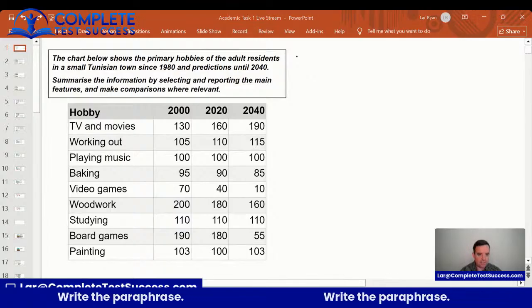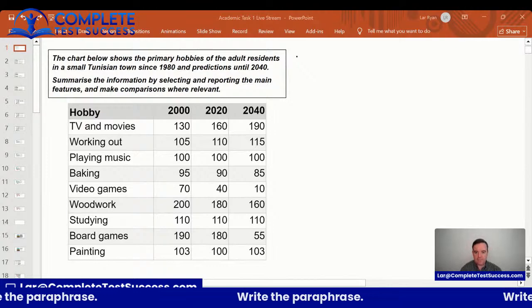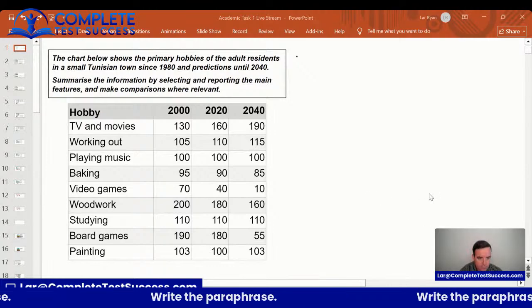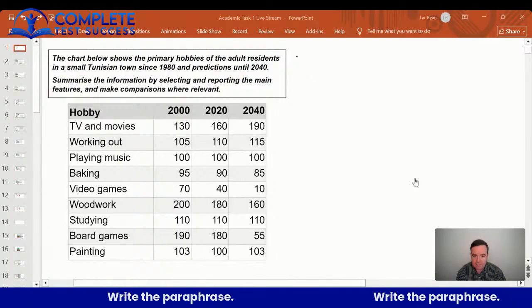So I'll let you guys write your paraphrase, share it with me in the comments, and then I'll take some good examples and I will help you improve your scores by pointing out any mistakes you're making.